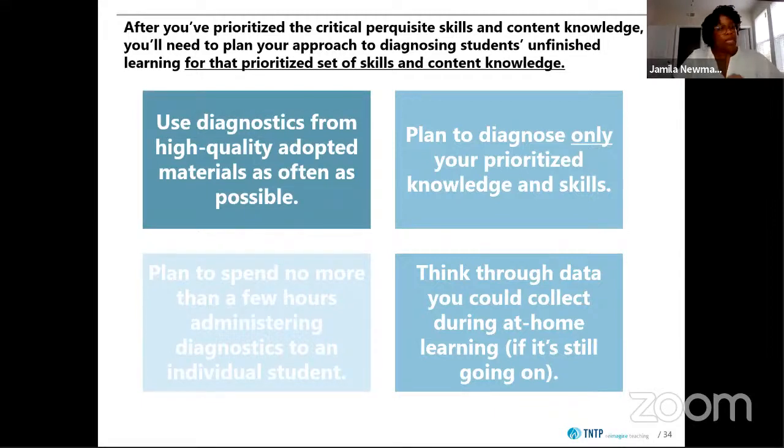And then think through the data that you collect during home learning, if it's still going on. So if you're still doing any at-home learning with students, have expectations for at-home learning, or if you're doing something for summer school, really think about what data that you're collecting and how that might inform your instructional practice next year.